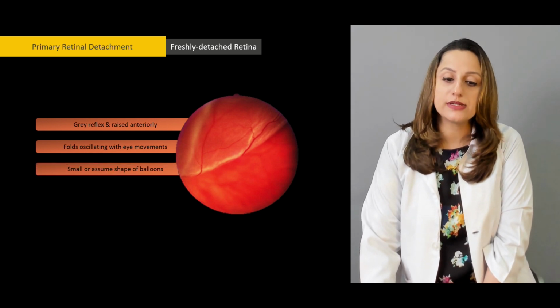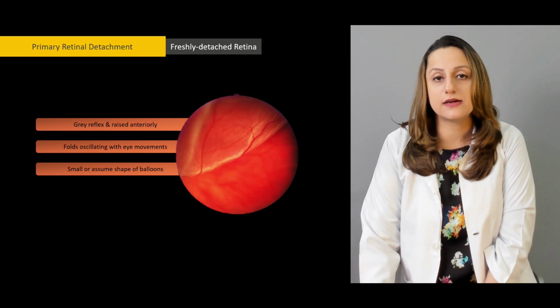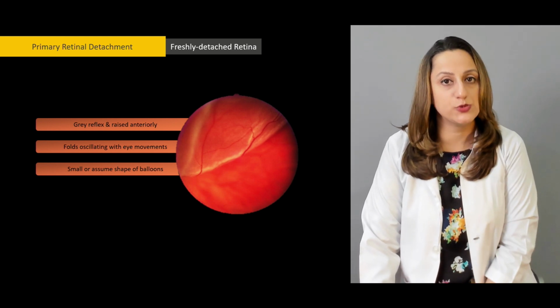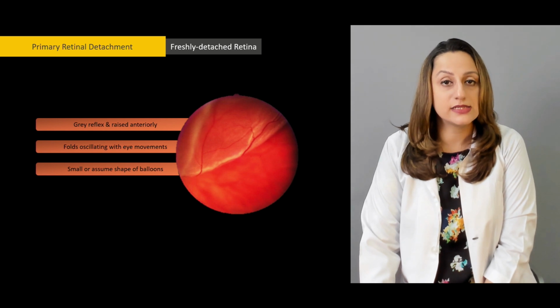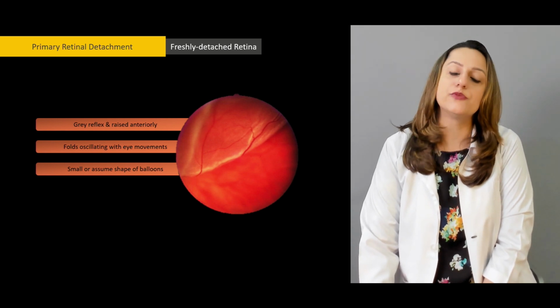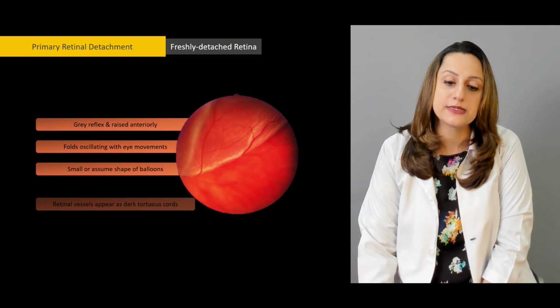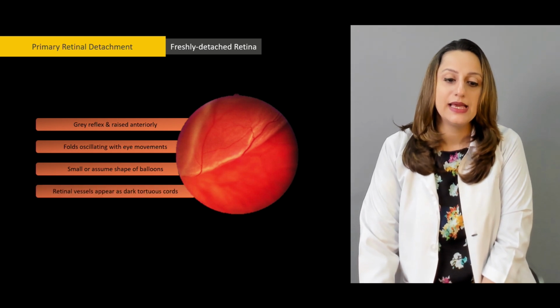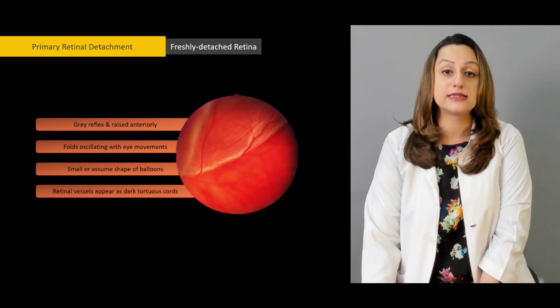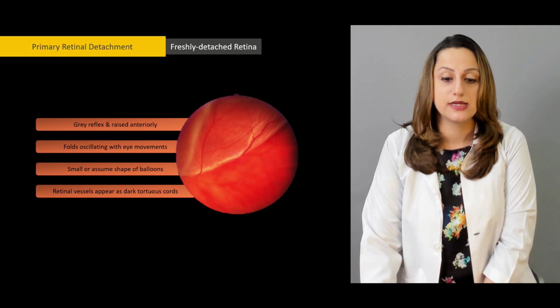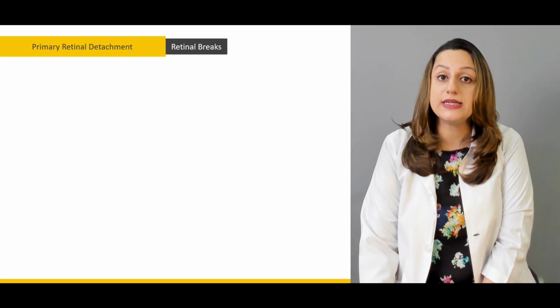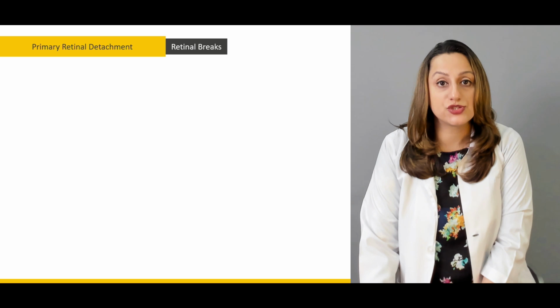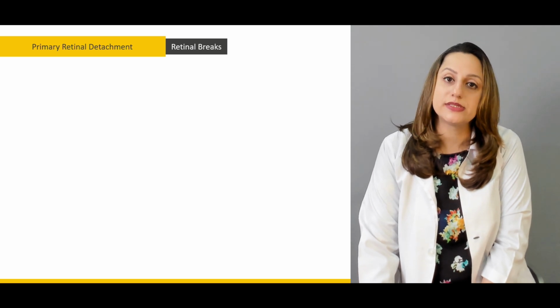Then the folds are small, usually assuming the shape of balloons. Scleral indentations would reveal these balloons or oscillating folds in these patients as well. The retinal vessels appear as dark, tortuous cords. These are basically the arteries and the venules that are exaggerated or accentuated in these patients.